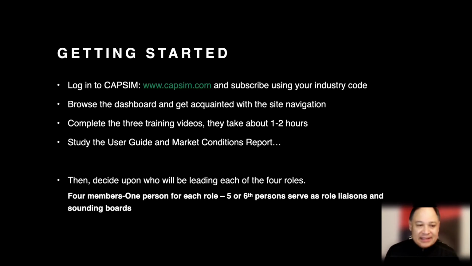And then decide upon who is going to be leading each one of the 4 roles: research and development, marketing, production, and finance. For the 4-member teams that we have, 1 person will handle each role. But if you have 5 or 6 members in your teams, 1 or 2 extra people will serve as liaisons between your team and the functional roles of others, and perhaps serve as a sounding board for some of the decision-making you want to do within that role.